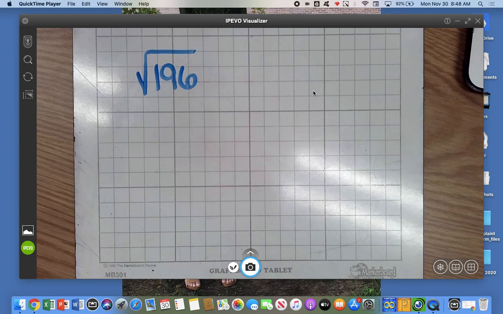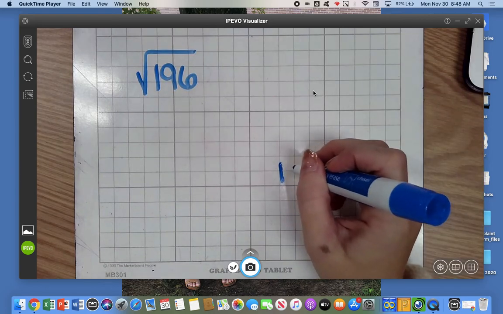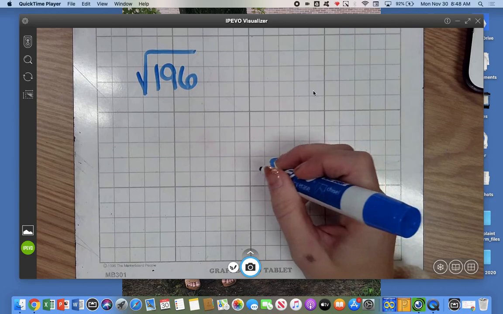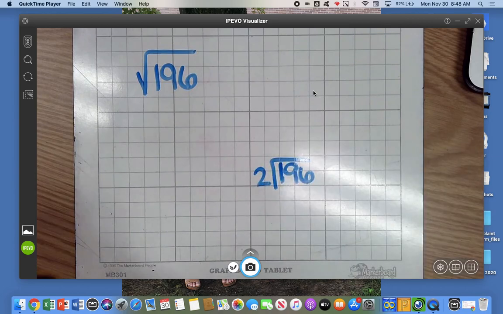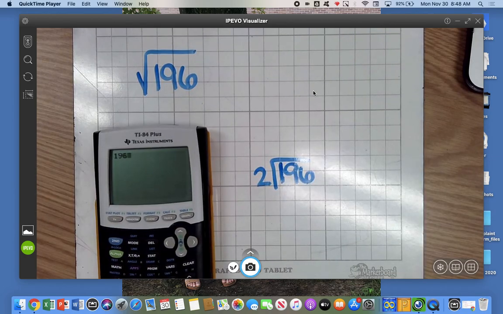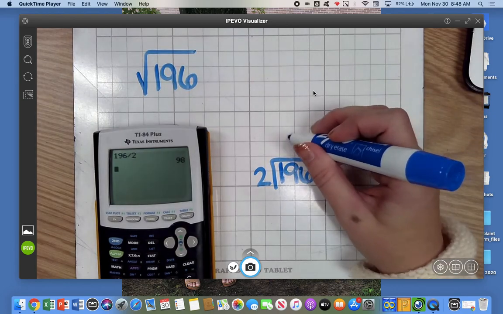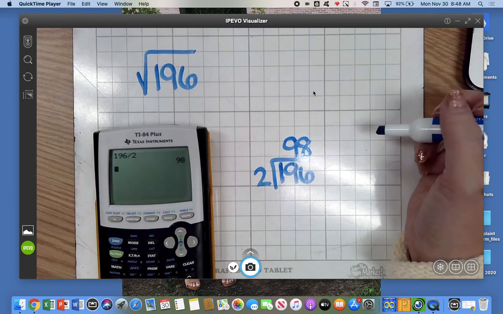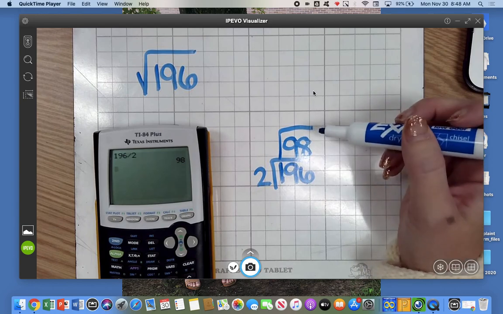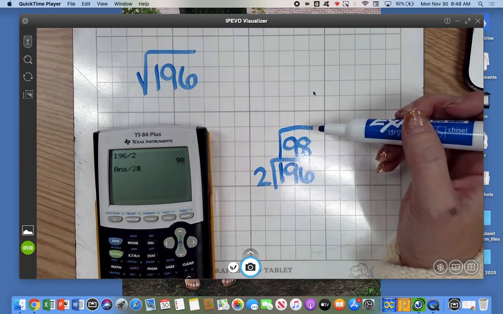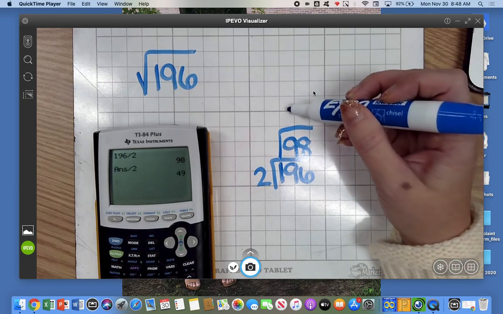All right. So guys, let's take a look. 196. What should I divide by? 2. All right, divide by 2. It's an even number, so we can just take 196 divided by 2. Do you guys agree that's 98? Sure. All right, that's still even, so keep dividing by 2 until you get an odd number. Divide by 2, I get 49.